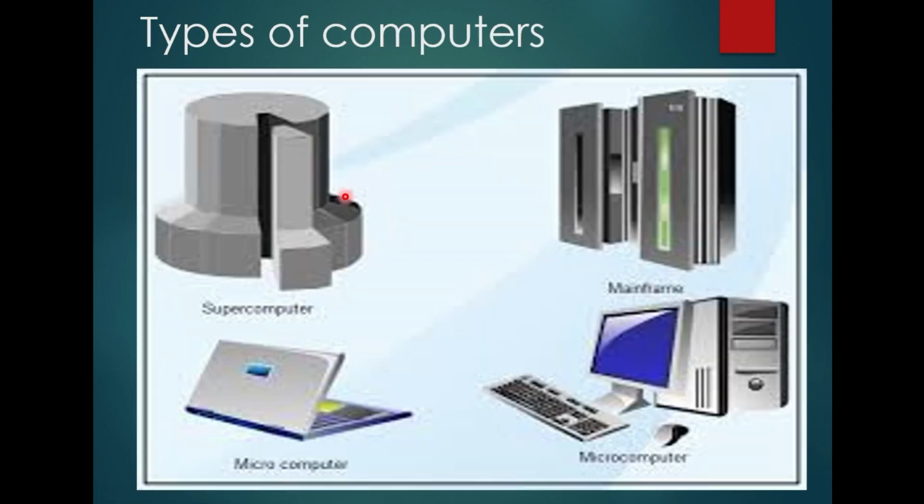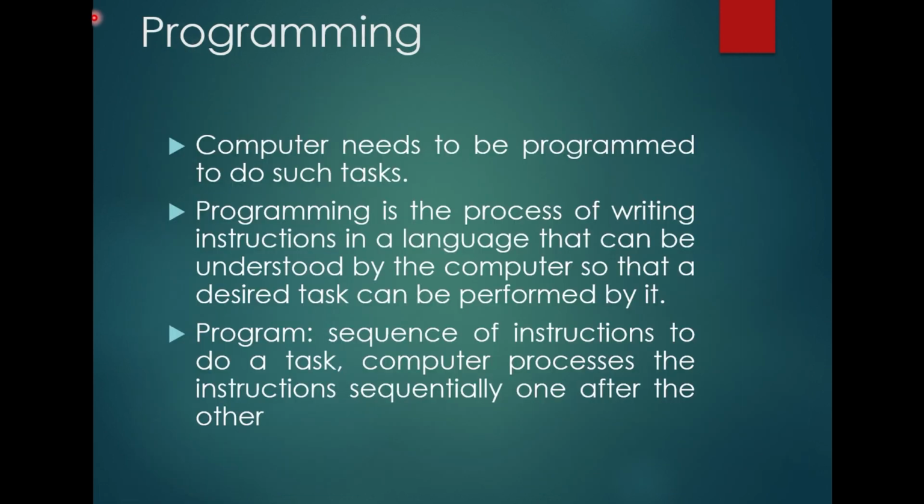Next topic is, this is the picture of types of computers. This is supercomputer, mainframe computers, microcomputers. These are PCs and microcomputers. And programming. This is our main topic. Programming. What is the need of programming? Why do we use programming? What is the need of programming?